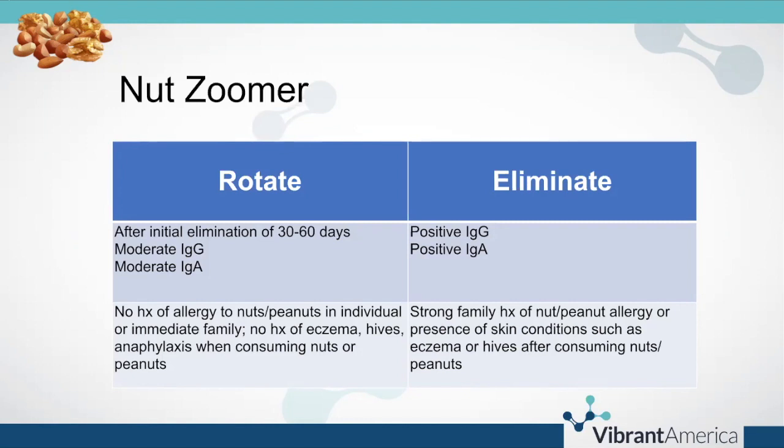If there's no allergy to nuts or peanuts in that person or their immediate family, there's also no history of eczema, hives, anaphylaxis when consuming nuts or peanuts, it would be safe to potentially reintroduce that food at some point. Elimination would happen if they've got positive IgG, IgA, so this is longer term elimination, remember. And then especially if there's a strong family history of nut or peanut allergy, presence of skin conditions such as eczema or hives after consuming nuts or peanuts.